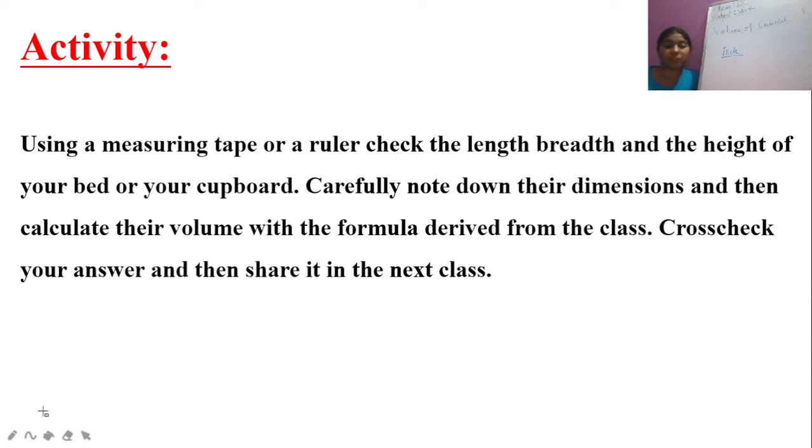You have to take a measuring tape and a ruler. You have to check the length, breadth and height of your bed and your cupboard, right? Note down the dimensions carefully and calculate the volume perfectly, derive it with the formula that we discussed, and cross check your answer, and we will discuss it next class. Do you get the same answer or not?